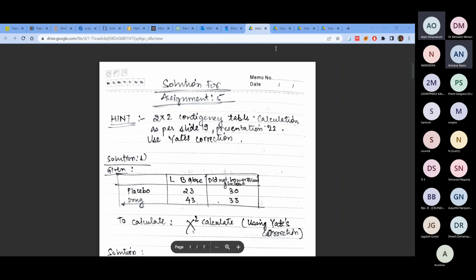Just wait 1 minute, I'll come. Yeah, sure, please. Can you see the screen? Yeah, I can see the solution. Which question? Can you scroll down?